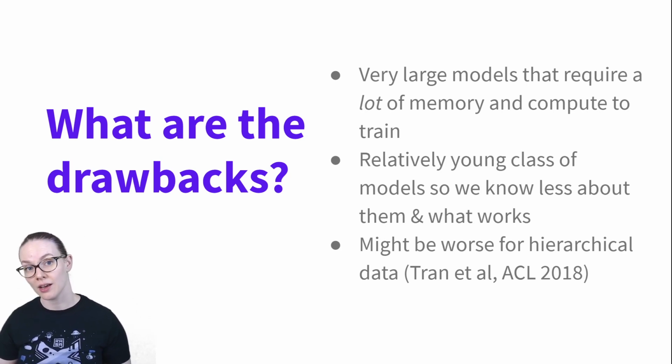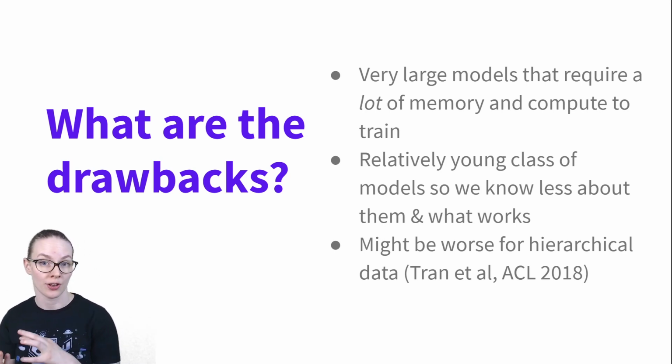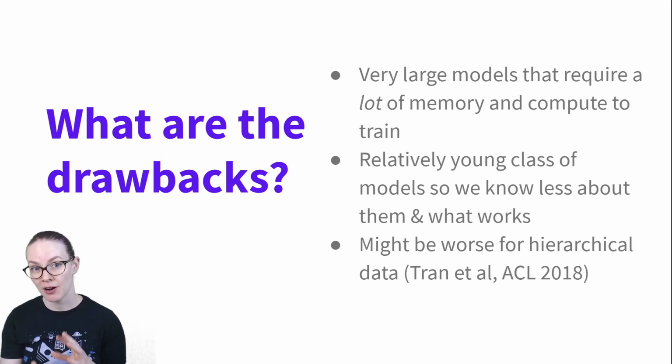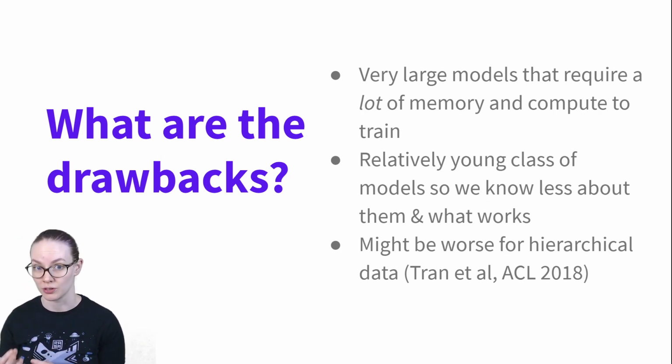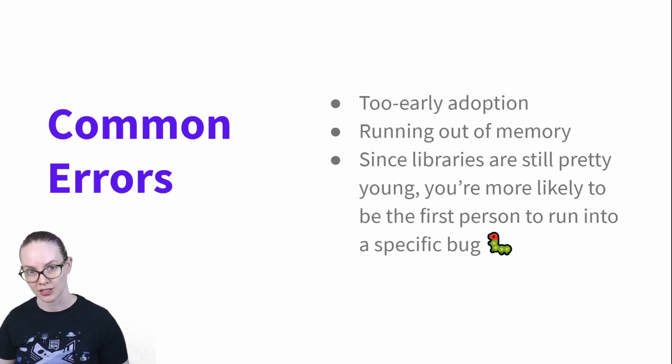They're also a relatively young class of models, so we don't necessarily have a good principled understanding of how changing every hyperparameter will change a model. We generally have a better understanding of recurrent neural network models because we've been doing them longer. In addition, there's some evidence that transformers might work less well for data where there's a hierarchical relationship, so things like parsing.